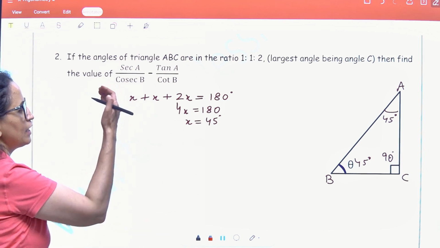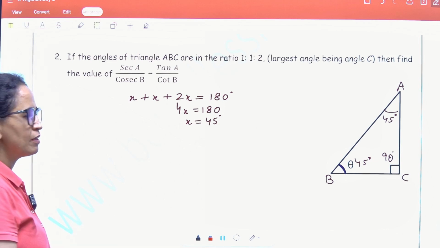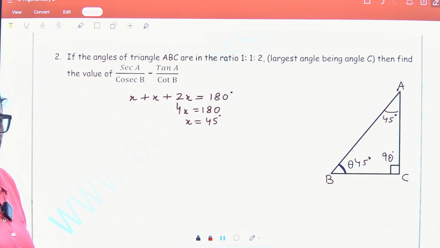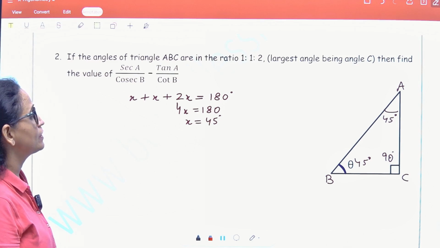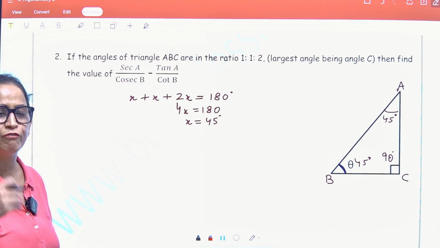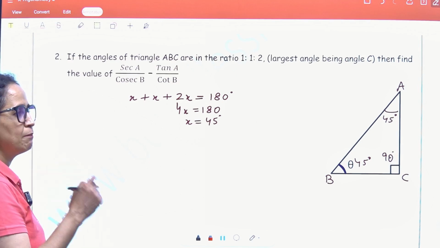Now what is the value of sec A? If you remember the table that we learnt in the previous video, we talked about all the values of the trigonometric ratios at 0, 30, 45, 60 and 90. So what is the value of secant of A? If you don't remember the row for secant A, sec is inverse of cos. So what is the value of cos 45? It is 1 by root 2.